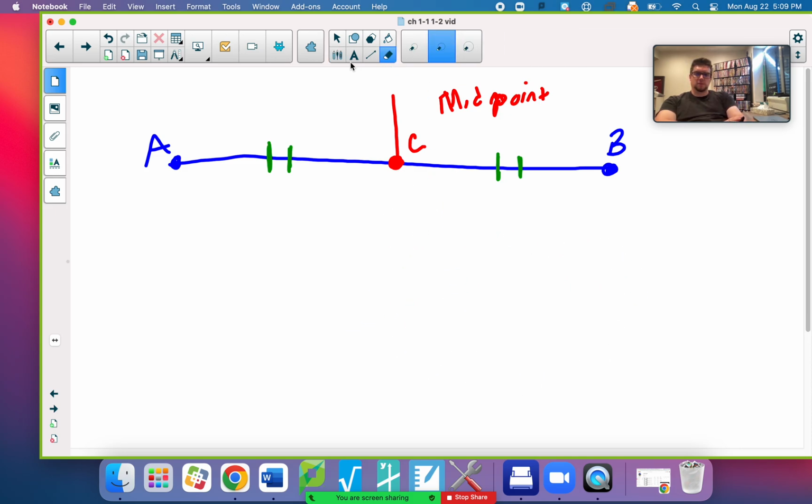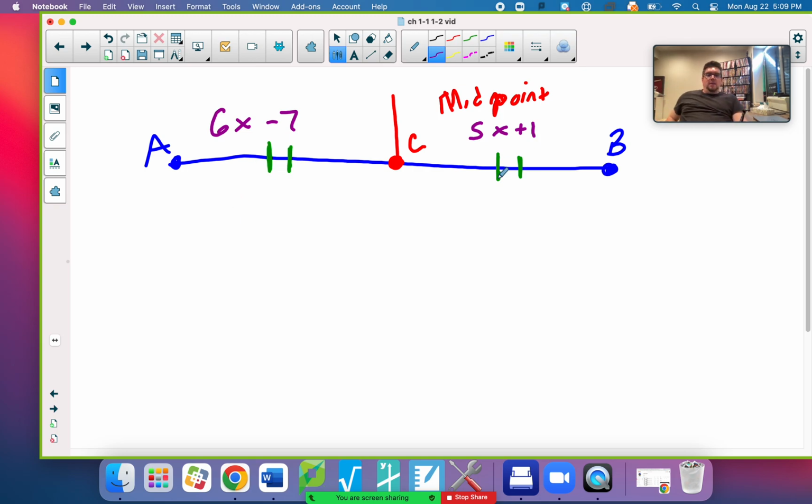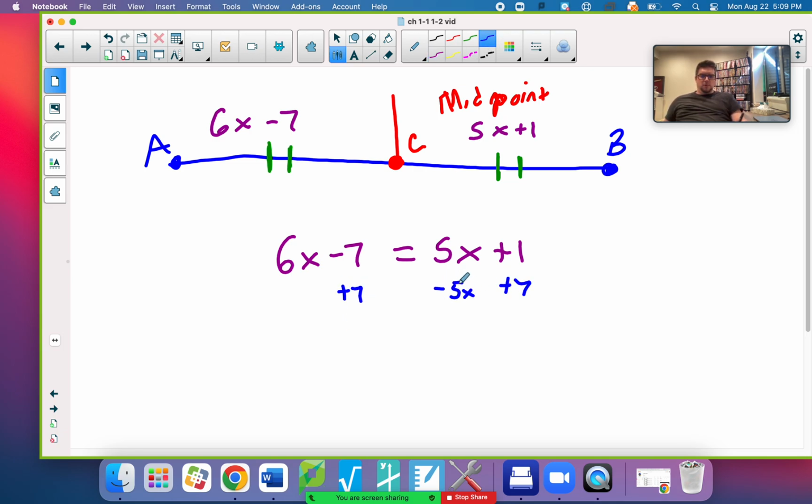I'm going to erase this so I have some place to work. Say this is 6x minus 7. This one is 5x plus 1. Because both halves are equal, I can put 6x minus 7 and set it equal to 5x plus 1. Add 7 to both sides, subtract 5 from both sides. I get x equals 8.